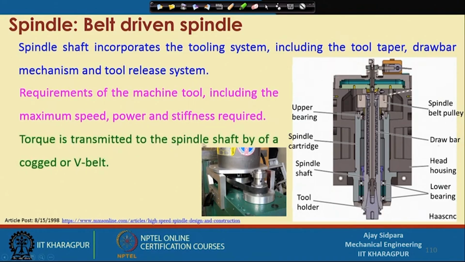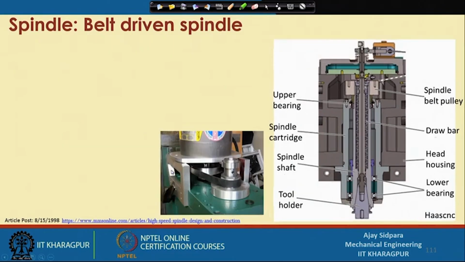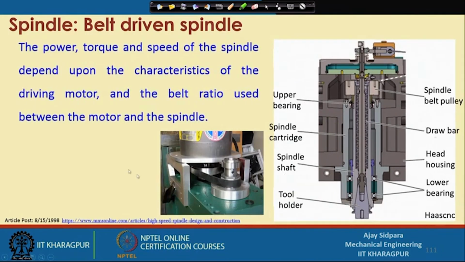Torque is transmitted to the spindle shaft via a cogged or V belt, because we have to use some belt here and it should not slip, otherwise if there is slipping you will not be able to transmit the exact rotation from the motor spindle to the tool spindle, right. Power, torque and speed of the spindle depend upon the characteristics of the driving motor and the belt ratio used between the motor and the spindle. Now, you can see here that this pulley is big and this pulley is small, correct.